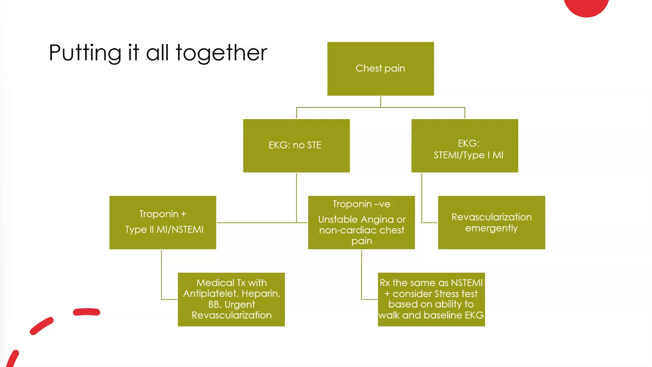It's also important to consider non-cardiac causes of chest pain when your EKG and troponin are negative, as some of these can be easily missed. As always, a good HPI and exam will help you determine your pretest probabilities for what's causing your patient's chest pain.